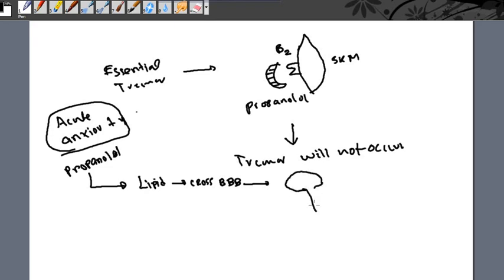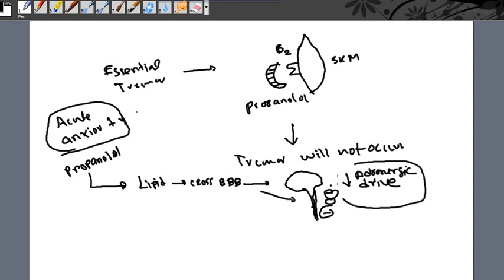Suppose this is the central nervous system, and when they enter into the central nervous system, they reduce the adrenergic drive. By blocking the beta receptor, they decrease adrenergic drive, and one of the components of anxiety is increased adrenergic drive in the central nervous system. So for a patient with anxiety, restlessness, or anxiety disorder, we can use propranolol, a beta blocker, right? This is very important.